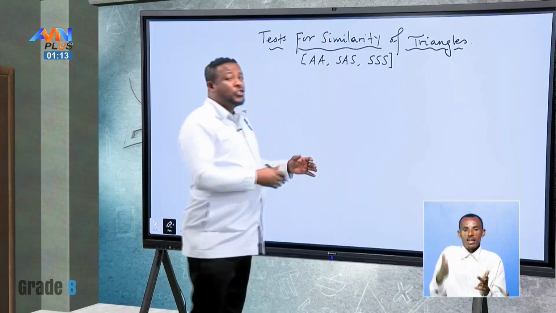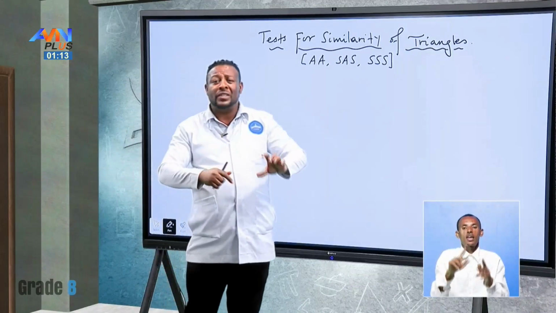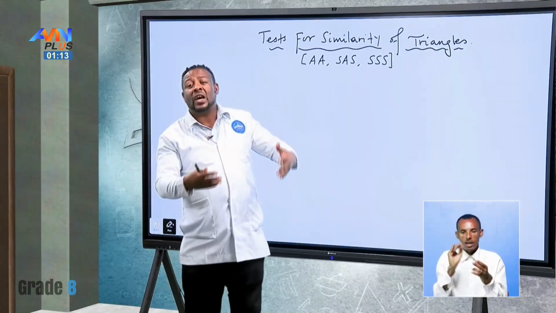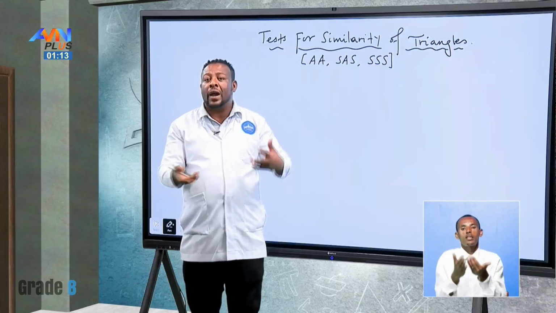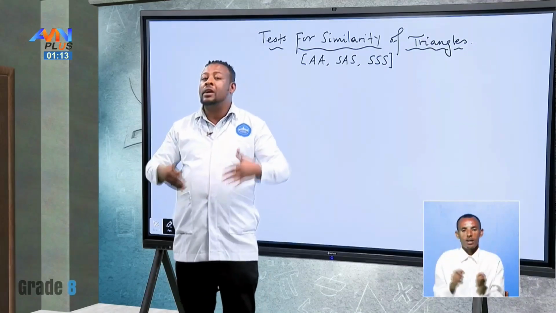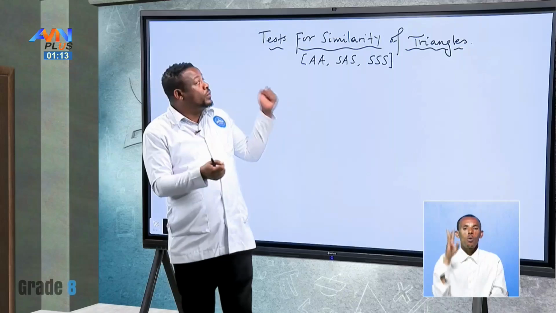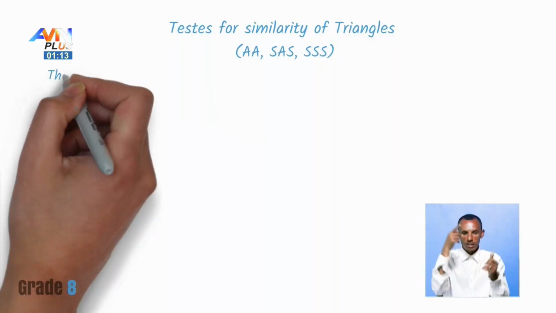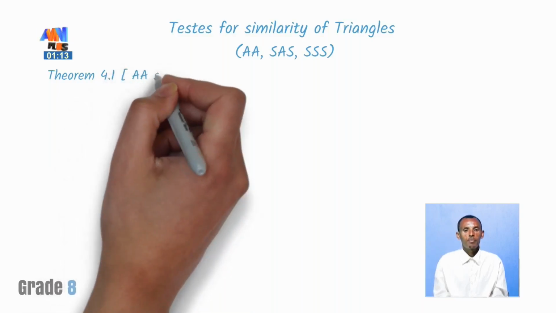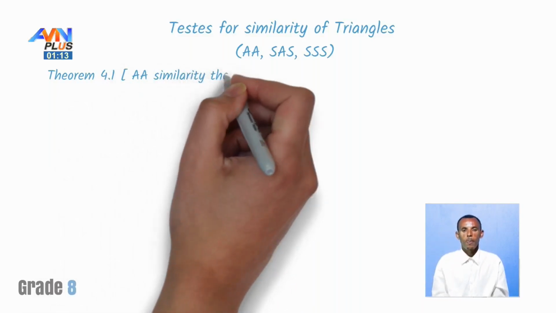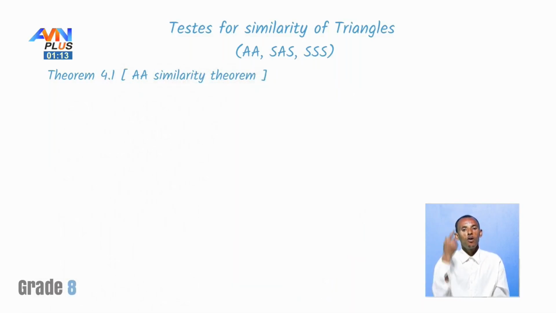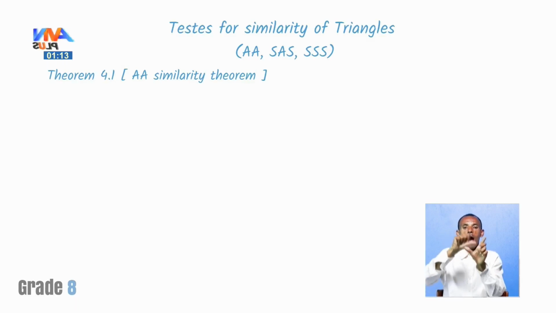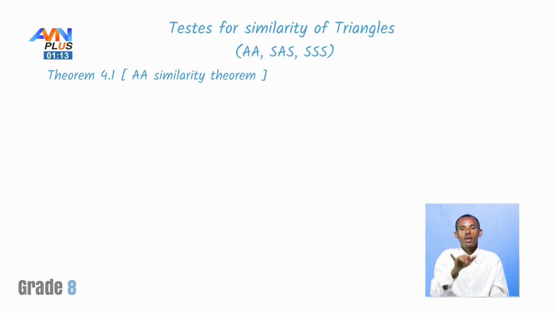These three theorems are very short and precise, and they help us to easily identify whether two triangles are similar or not. So we will see each of these theorems separately. Let us start from the first theorem. The first theorem under this topic is theorem 4.1, which is about the angle-angle similarity theorem.